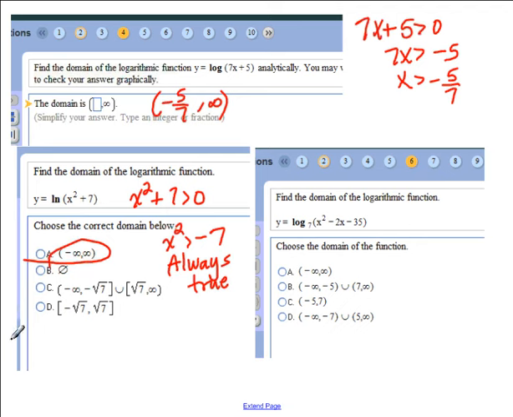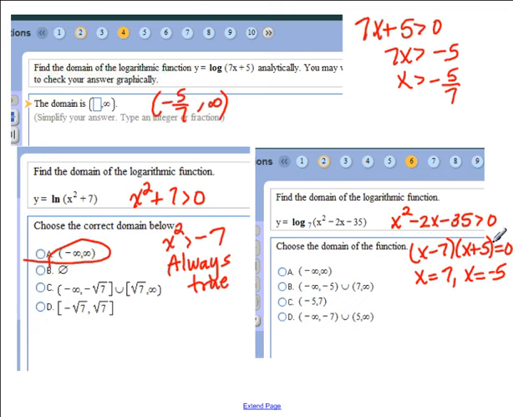Okay. Now, to find the domain of x log base 7 of x squared minus 2x minus 35, we have to find where x squared minus 2x minus 35 is greater than 0. So we have to set that to 0, and that actually factors: x minus 7 times x plus 5 is equal to 0. So x equals 7 or x equals negative 5 are the solutions to that equation.